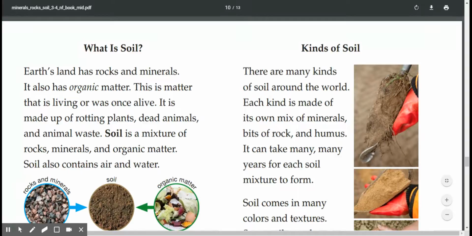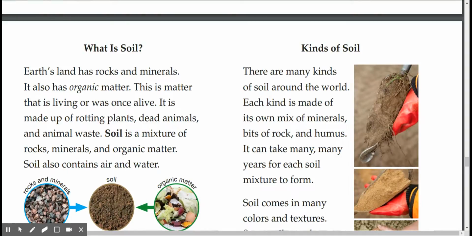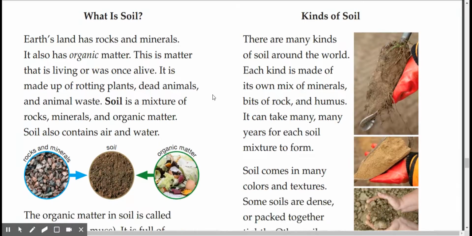So Earth's land has rocks and minerals. It also has what's called organic matter. That's you, me, your pets, my pets, plants, animals. That's everything that's alive, or everything that was once alive. All right, and that means like even after a tree dies, it's considered organic.